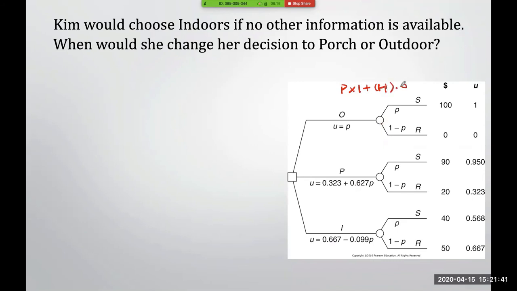Again, this number 1 is the U value of $100, or the U value of an outdoor party in the sun. And this 0 is the U value of an outdoor party in the rain, which is 0. To simplify this expression, the U value of an outdoor party would be equal to P.